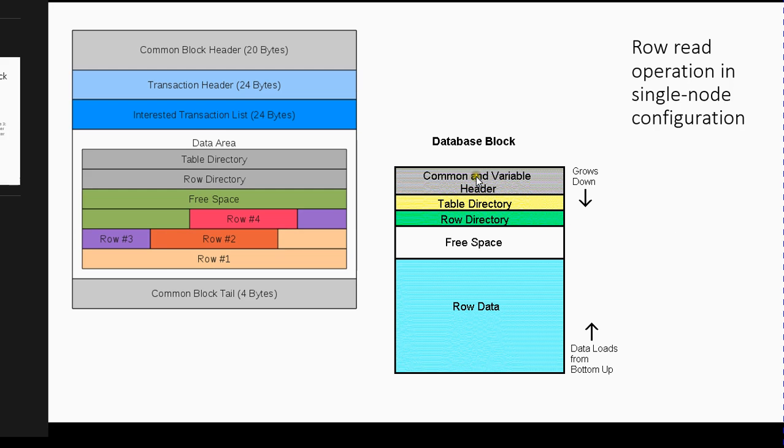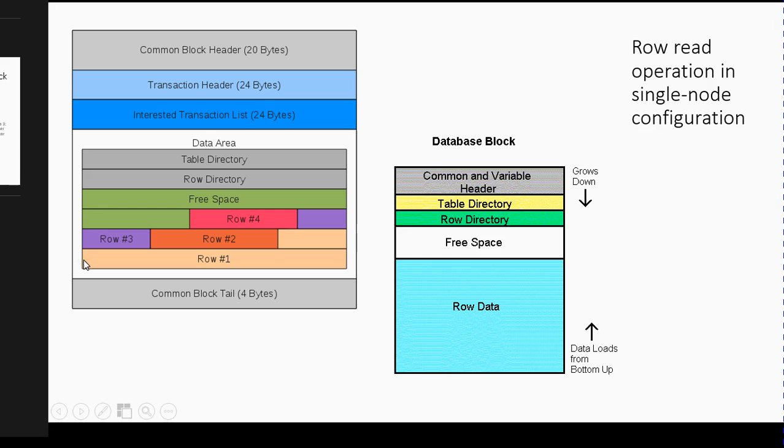So this is just a database block. This is the configuration for a single node environment or a single installation. With a typical block, this is the row data, as I've already told you. Data loads from the bottom up. You have row 1, row 2, row 3, row 4, and then you have free space. The data is being stored in these rows. So for example, look at row number 1, just look how big this row is.